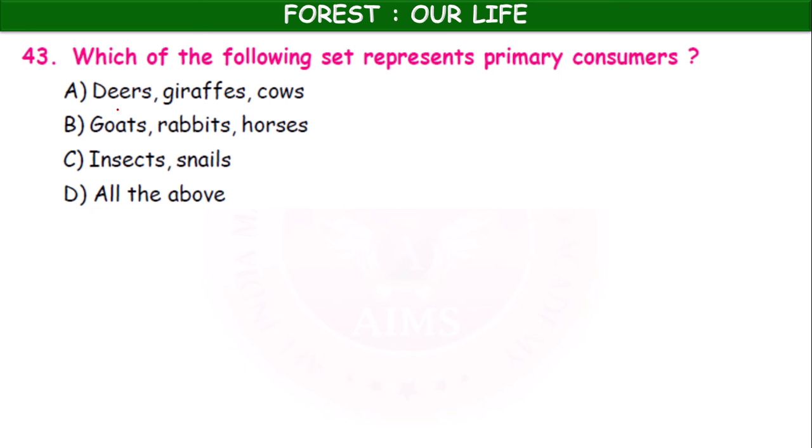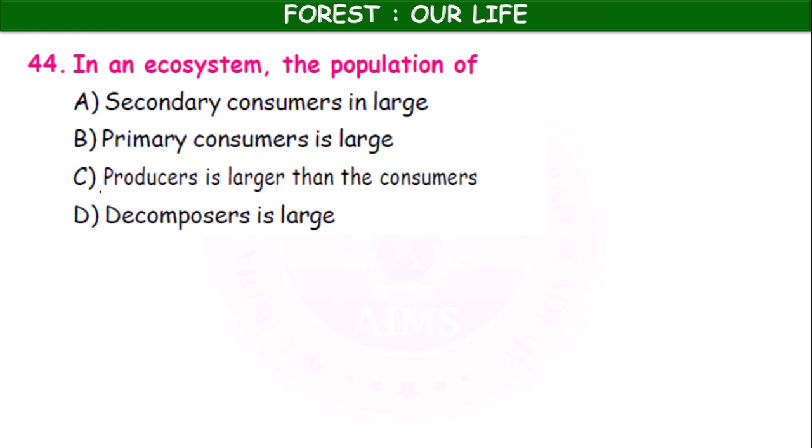Which of the following sets represents primary consumers? Primary consumers are herbivores. Deer, giraffes, cows, goats, rabbits, horses, insects, snails, all of the above are herbivores, so they are primary consumers. In an ecosystem, the population of producers is larger than the consumers.